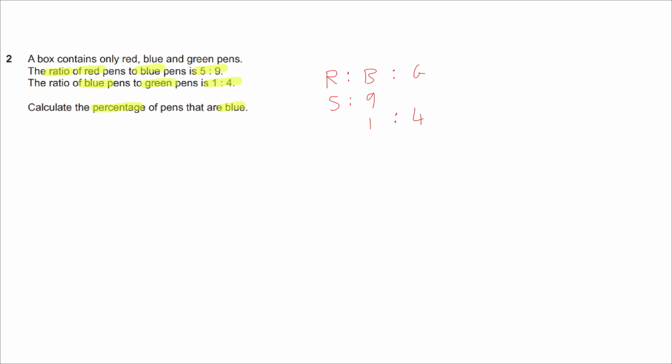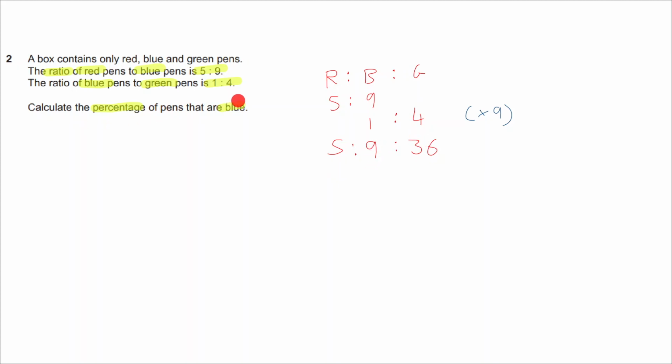Now, because blue is the common thing in the ratio here, you want the blue parts to be the same. And I know that if I times the second ratio by 9, we're going to get a common number for blue. So 1 times 9 is going to give me 9, and then 4 times 9, of course, gives you 36. So you now know whenever you've got 9 blue pens, you've got 36 green pens, and you also know when you've got 9 blue pens, you've got 5 red pens. So that's the ratio of red to blue to green, 5 to 9 to 36.